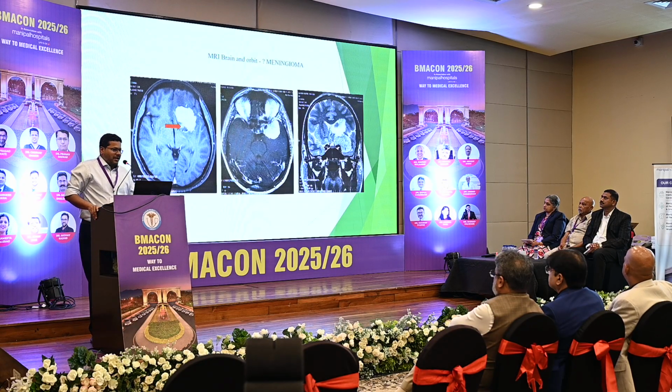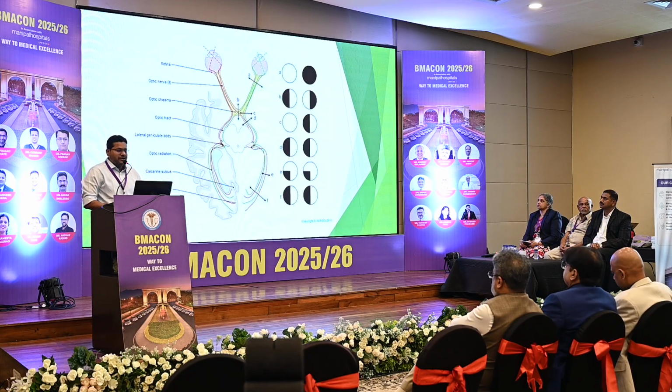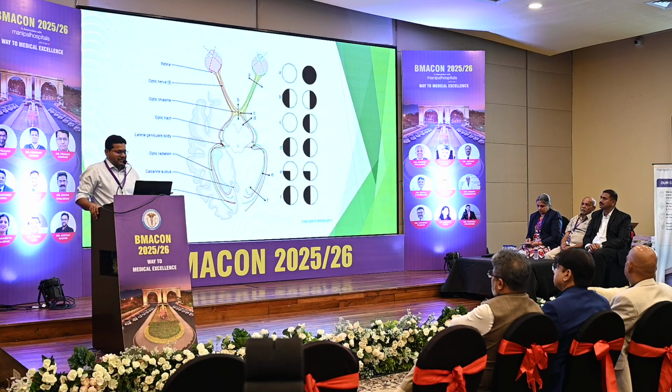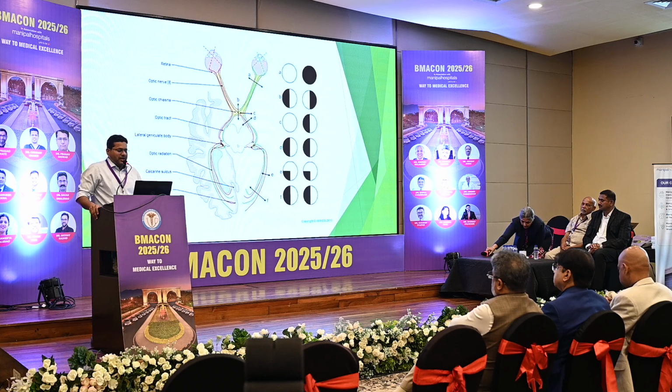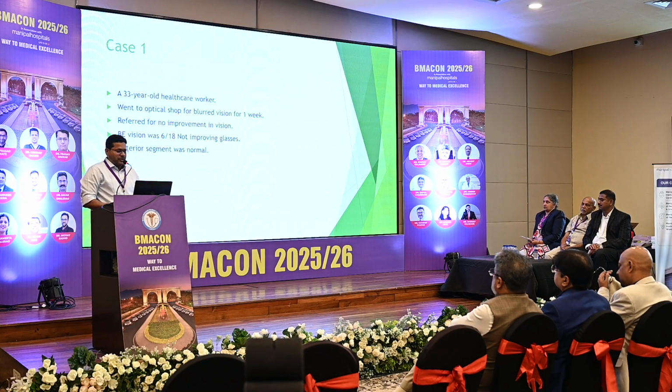So go ahead and do an MRI, and we found a mass in the brain. And obviously, again, I can't do anything, so I just referred it to a neurosurgeon. This is just to show where all the lesions can happen. And primarily, both eye involvement means it is beyond the optic chiasma. So diabetes, again, we'll move on to this one.